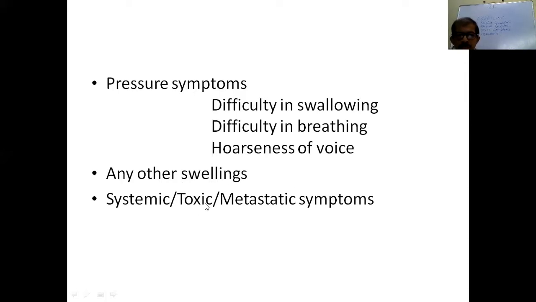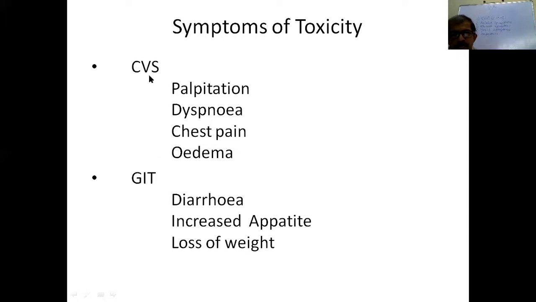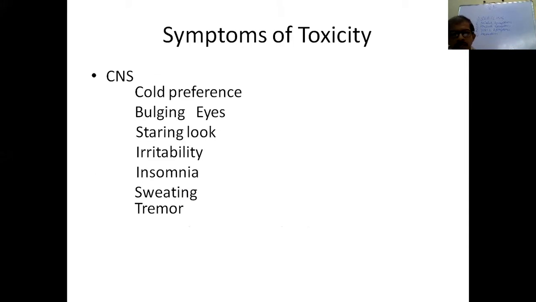Whereas we will concentrate today on toxic symptoms. So what are all the toxic symptoms? Here it is very convenient for us to divide into various systems. Here first the preference is CNS, because in primary thyrotoxicosis, CNS symptoms will prevail, whereas in secondary, it will be CVS. In both, there may be GIT symptoms. Some other systems are also there, but we'll concentrate today on CNS first.